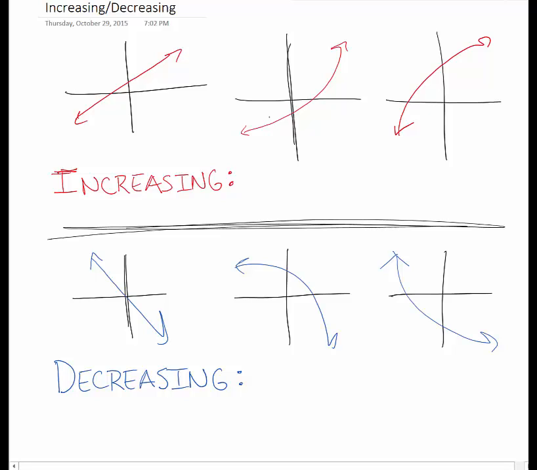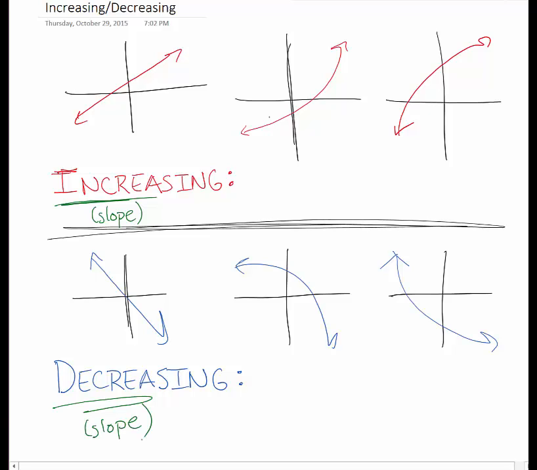Today's notes are going to be on increasing and decreasing functions. And as soon as we see these words, increasing and decreasing, the first thing that we want to start thinking about is the word slope. So we're talking about, is the slope increasing or is the slope decreasing?